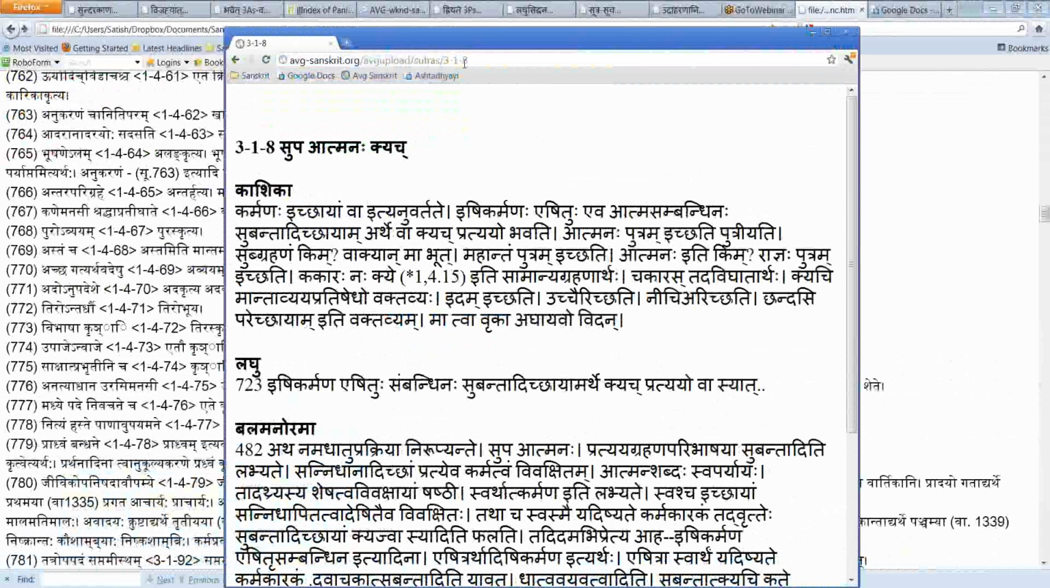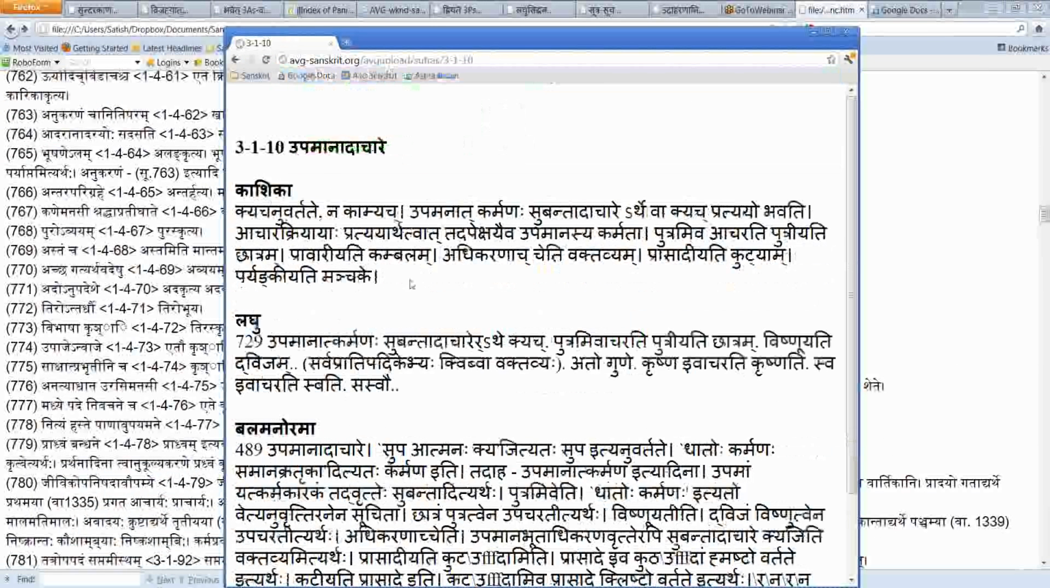But then 3-1-10 is different. It says upamanad achari, upamanat karmanaha. So he's treating somebody like something. Karmanaha subantad achare means treating. Achare arthe kyach putram iva acharati putriyati chhatra. So same form putriyati. See putriyati chhatram, but in this case it treats somebody. So that's also an indication. When you have another vityantam over here, so putriyati chhatram. So here we have, what do we have?